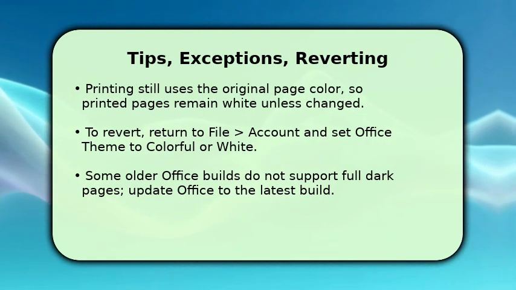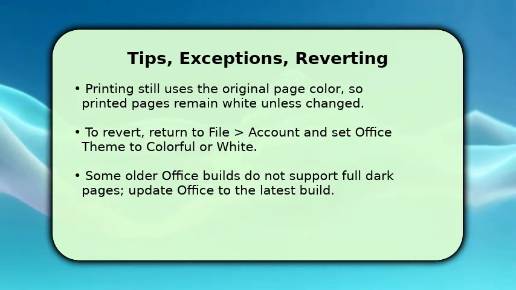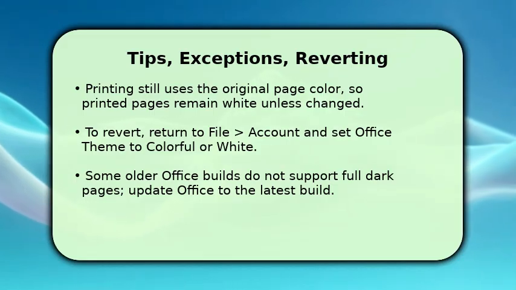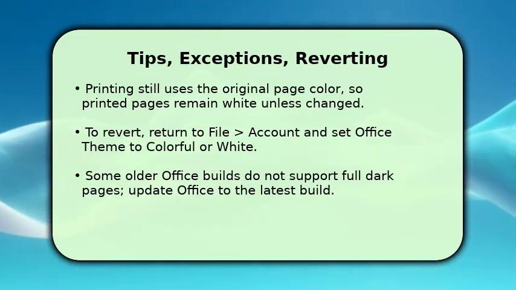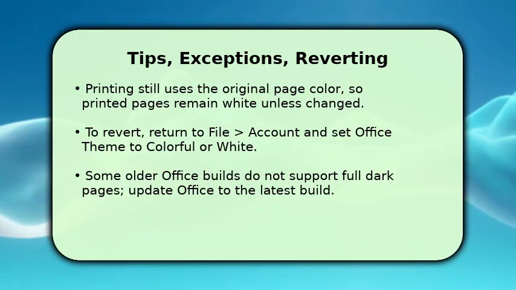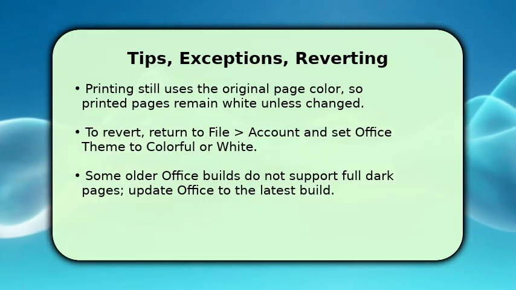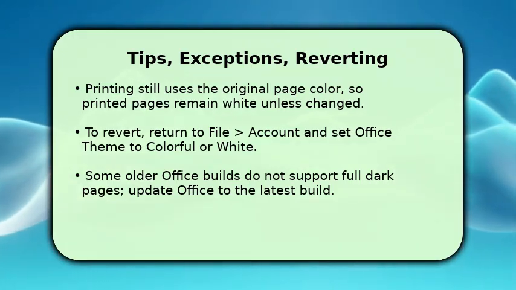To revert to a light interface, return to File, Account, and set Office theme to Colorful or White. Some older Office builds do not support full dark pages, so update Office to the latest build for Switch Modes and page darkening. If text contrast looks low, adjust page color back to white for editing, then switch.